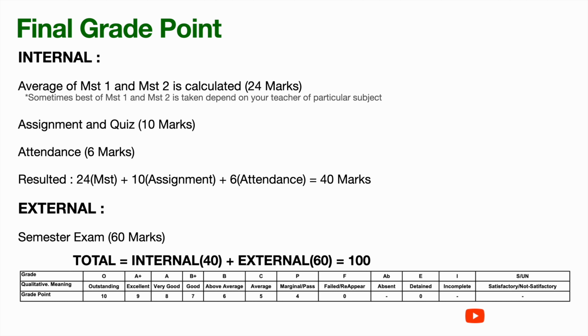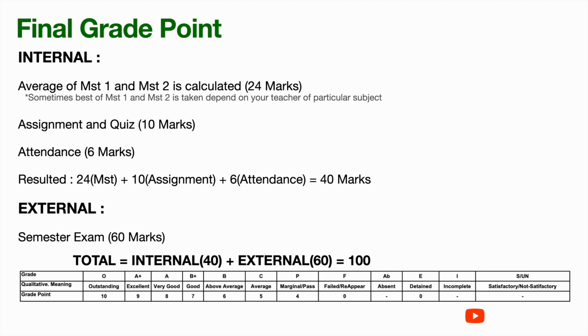So now we are going to talk about the final grade point, that is made after calculating both your MST exams, your internals and externals. For internals, first the average of MST1 and MST2 is calculated, that is out of 24 marks. Sometimes the best of MST1 and MST2 is taken, depending upon the teacher of the particular subject.